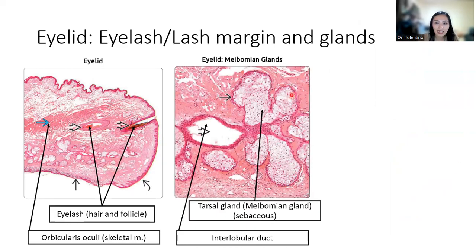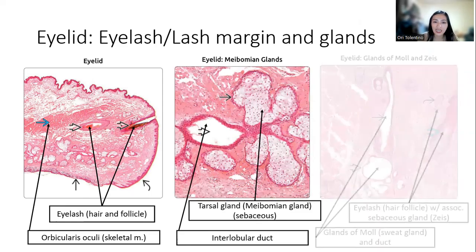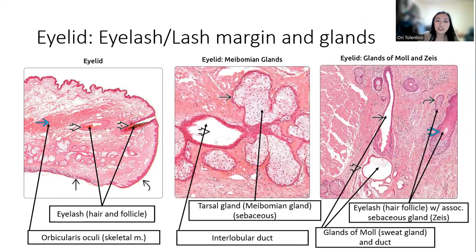Where we can find the tarsal gland, again a sebaceous gland with a central duct that opens into the eyelash margin. Another name is the meibomian gland. Associated with the eyelash are also two glands. The sweat glands, or the glands of Moll, you can see here, the sweat gland with its duct, and the sebaceous gland of Zeiss. Sebaceous glands are always associated with hair follicles. This is your clue that this is a sebaceous gland, and this is your eyelash.